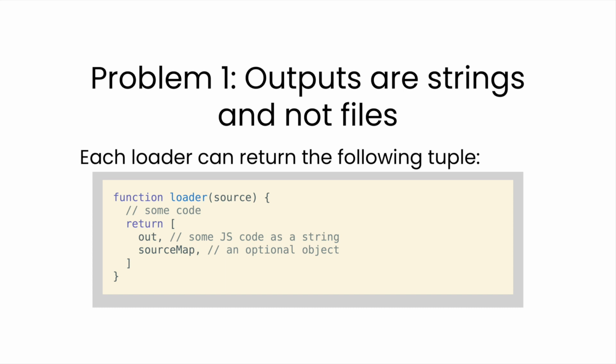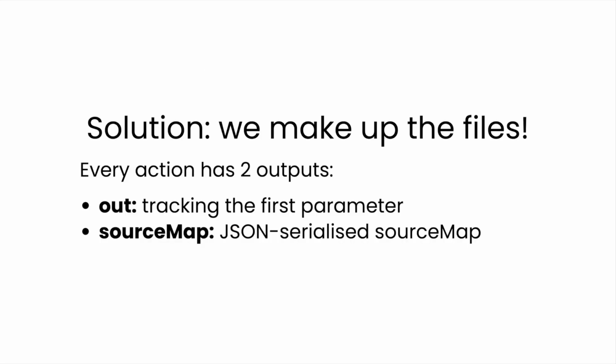So the first problem, outputs are strings and not files. Because the number of outputs is limited, it's bound, we can just statically map them to a file. So we usually have these two objects: out, which is a string and is the source code generated. We just map it to a file with always the same name. And then there is the source map, which is a JSON object. We just serialize it as JSON and create files out of it.